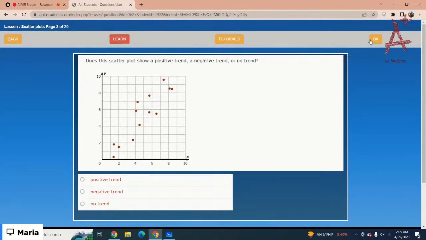Okay, does the scatter plot show a positive trend or a negative trend or no trend? Okay, so just look at the values. X is 2, y is... X is 8, like x increases, y also increases, the graph shows a positive trend. Got it? As x values are increasing, y values are also increasing, so the graph shows a positive trend.